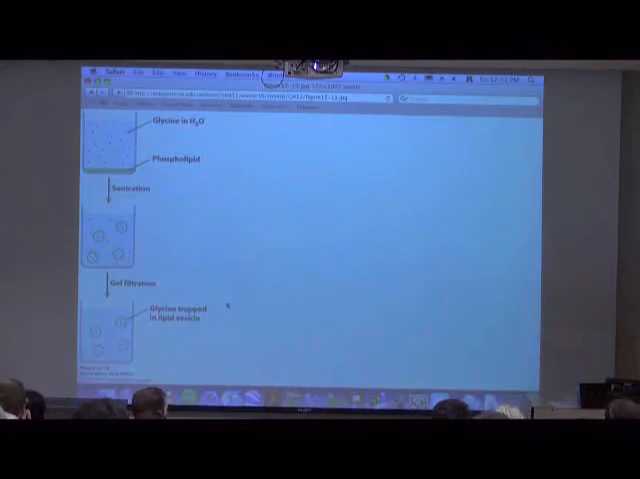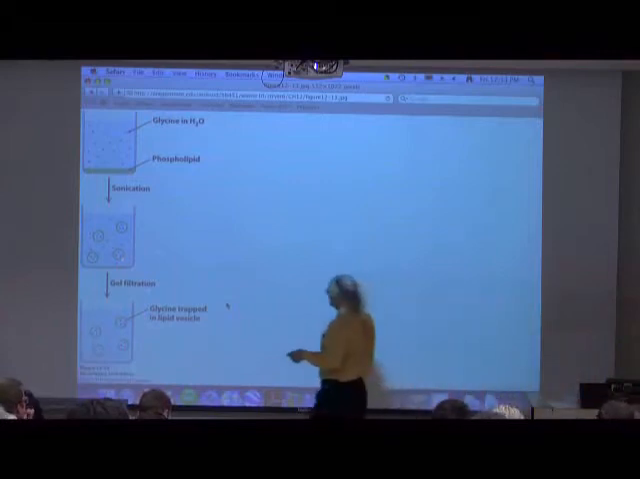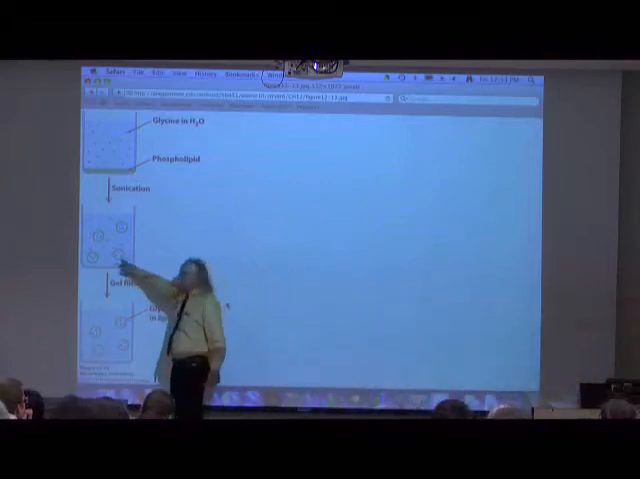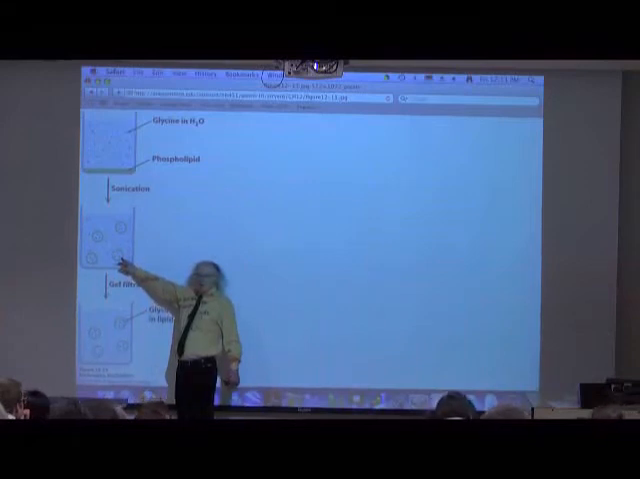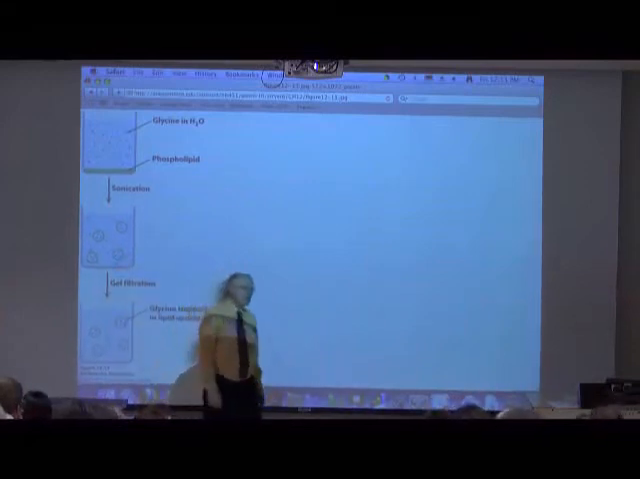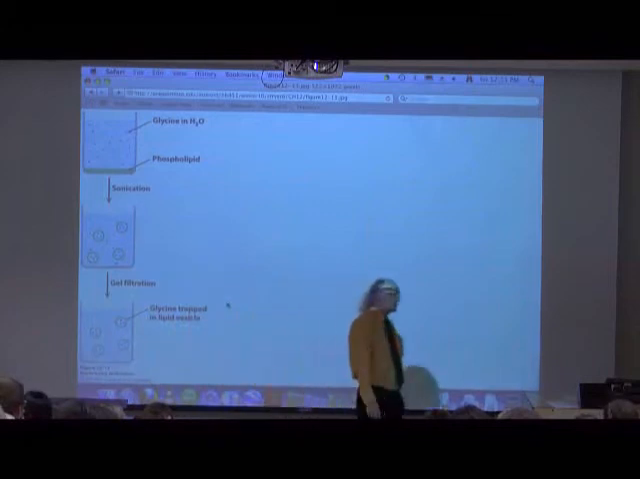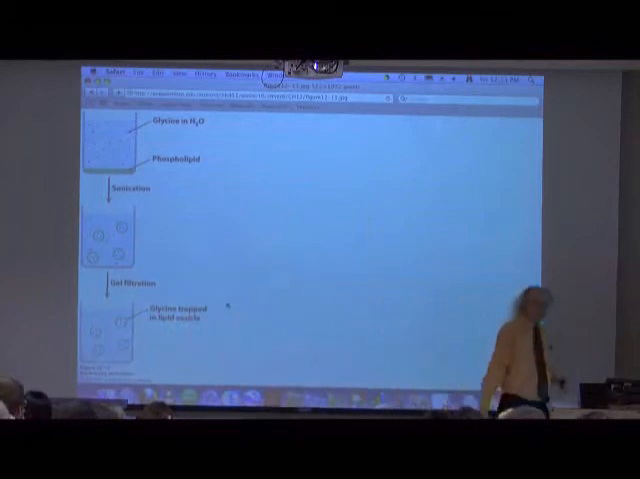Okay? And it doesn't take that much effort. They're actually fairly easy to make. These guys have a name. They're called liposomes. Liposomes. They're a man-made structure that is very much like a cellular plasma membrane, and they contain goodies on the inside.